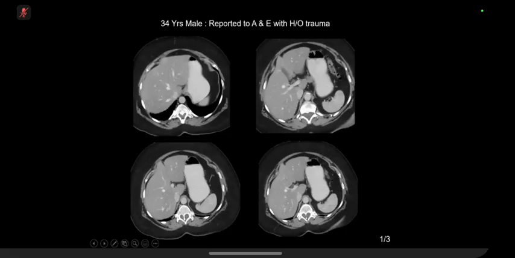Okay, so these are axial slices of the abdomen with contrast of a 34-year-old male who has come in with a history of trauma.